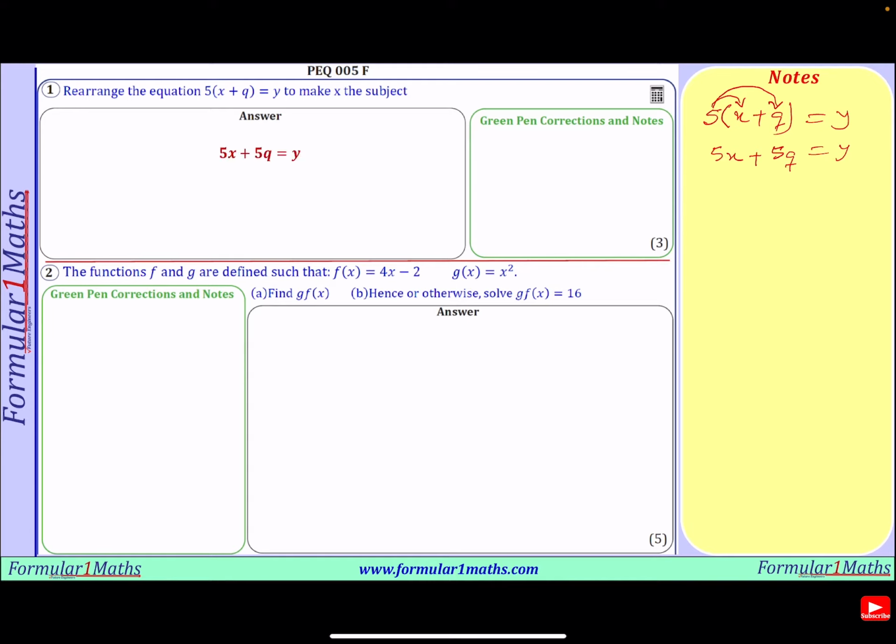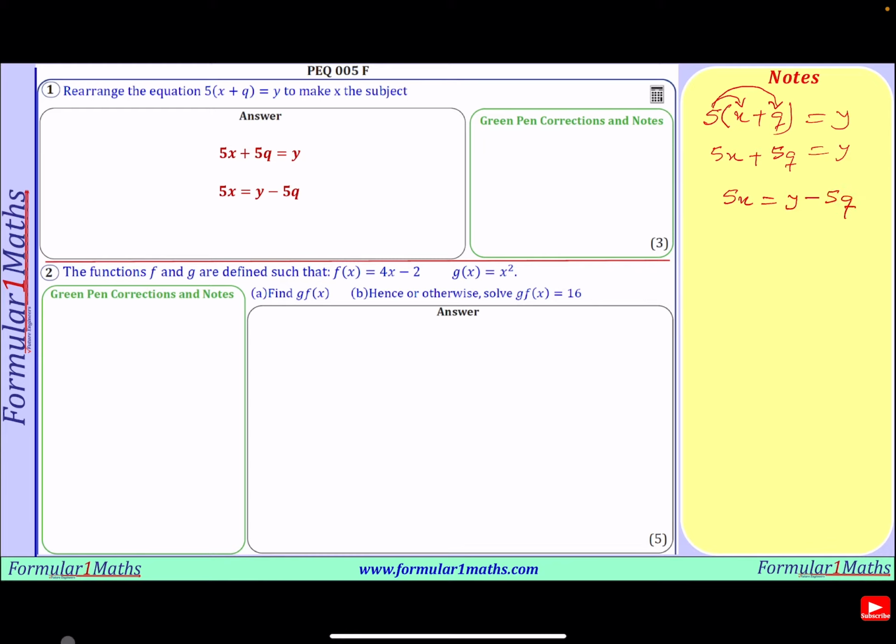Then we move the 5q to the other side of the equation because we have to make x the subject. X needs to be isolated on one side of the equation. So we move the 5q to the other side. If we do that, we are going to get 5x equals y minus 5q.